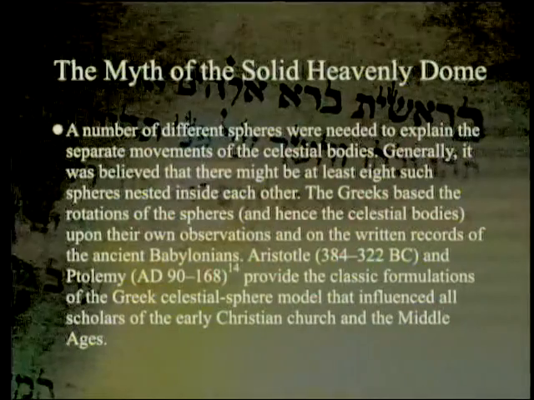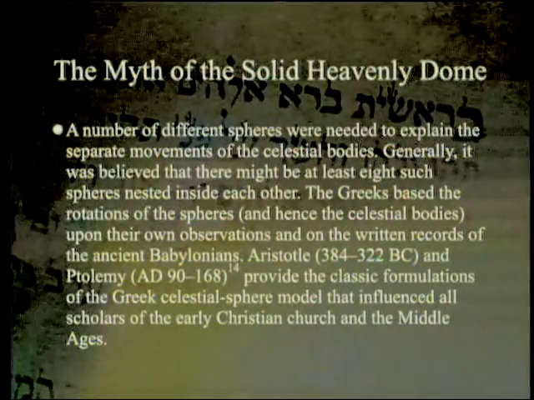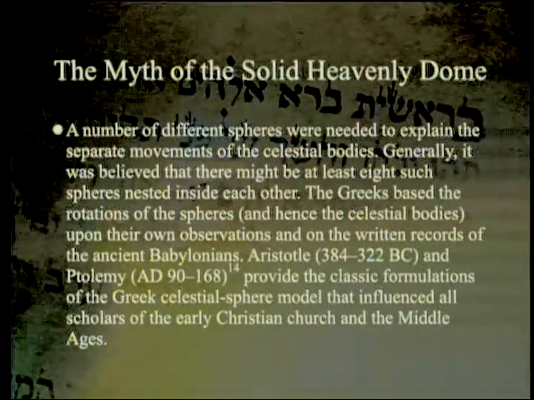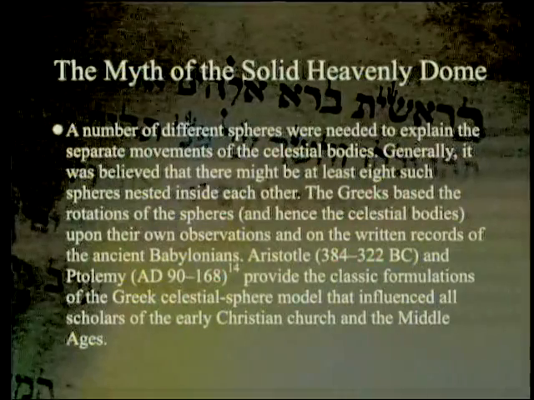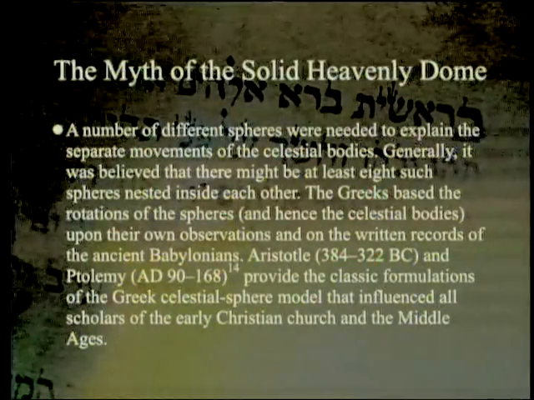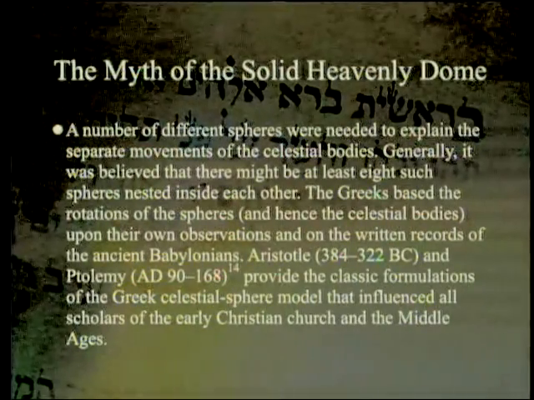A number of different spheres were needed to explain the separate movement of the celestial bodies, usually thought to be 8. The 7 planets, with the sun being a planet, believe it or not, plus the sphere of the stars themselves. Generally, it was believed that there might be at least 8 such spheres nesting inside each other.